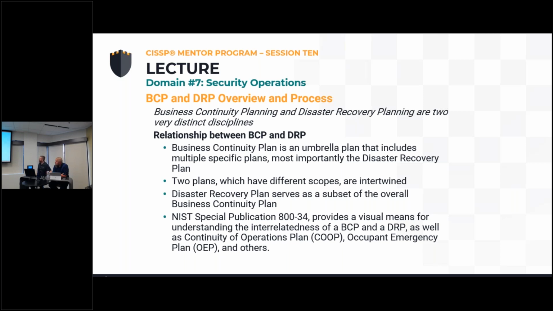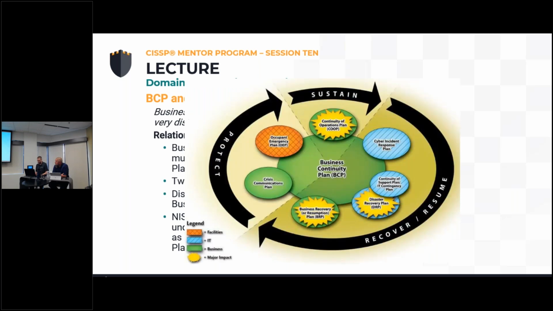Yeah, so different scopes intertwined, a subset of DR is a subset of BCP. NIST 800-34 talks about what that looks like. So there you go. That's one of my favorite diagrams ever for continuity planning. Your BCP should have, or ideally would have, all of those different, separate integrated plans: incident response, contingency, DR, business recovery. We see that happen a lot, where incident response plans aren't tied into disaster recovery plans.